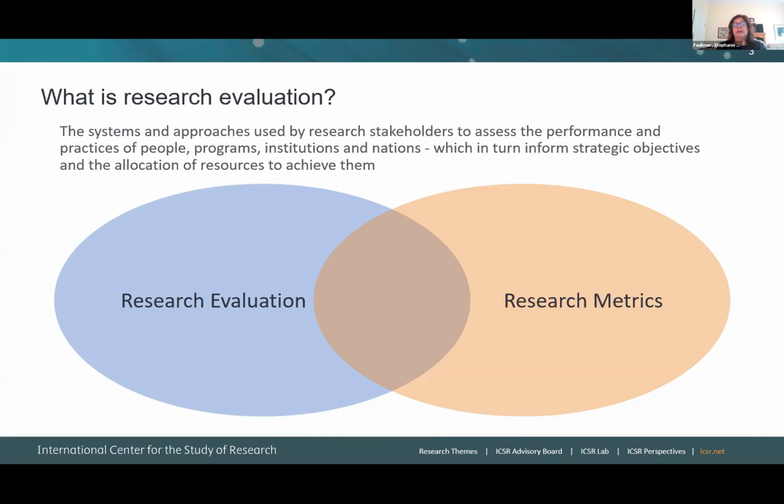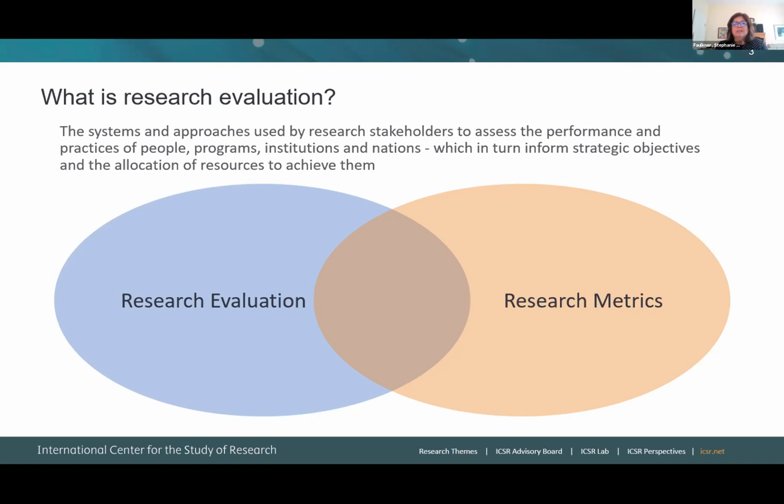So what is research evaluation and what does it mean to you? Research evaluation can be broadly defined as the systems and approaches in which any research stakeholder evaluates or assesses the performance of any other research stakeholder. That can include formal and informal evidence frameworks, methods and tools, narrative evidence on societal impact, evidence of influence, reputation, behaviors, many different types of things. Research evaluation can be used retrospectively to look at past performance, but it's increasingly being used as a forward-looking approach, looking at strategic objectives and resources for the future.